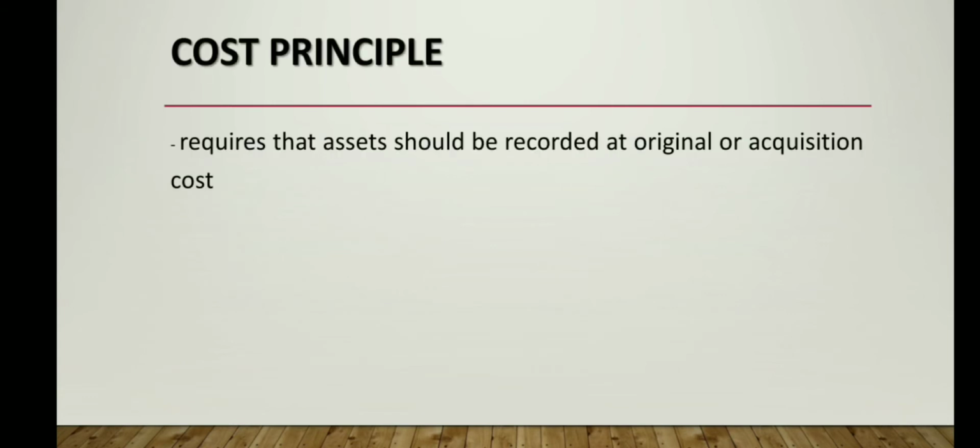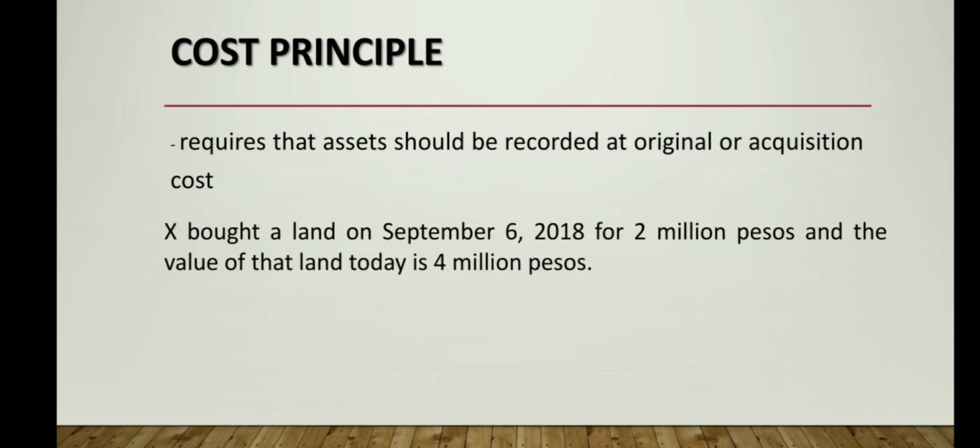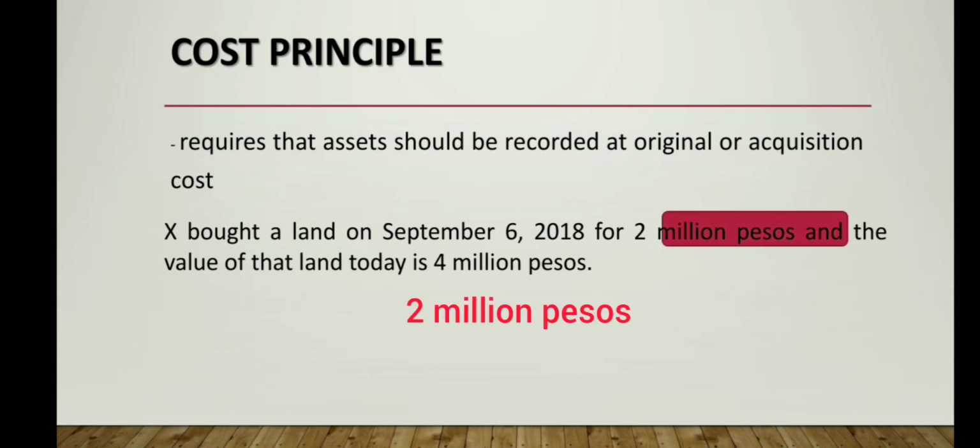So the cost principle requires that the assets should be recognized at original or acquisition cost. So for example, if X bought a land on September 6, 2018 for 2 million pesos and the value of that land today is 4 million pesos. So what will prevail in the recording of the value of the land is the original cost, which is the 2 million pesos. So the highlight supposedly is in 2 million. So what will prevail again in the recording is the 2 million pesos.